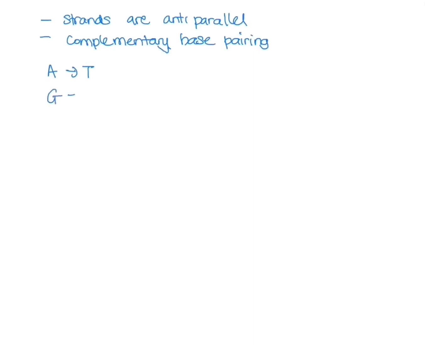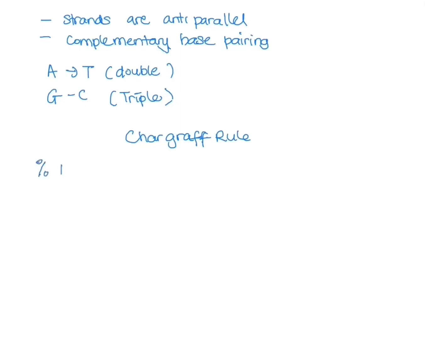The strands are anti-parallel and there is complementary base pairing. That means A binds to T and C binds to G. When A binds to T, there is a formation of a double bond, but when G binds to C, there is a formation of a triple bond.